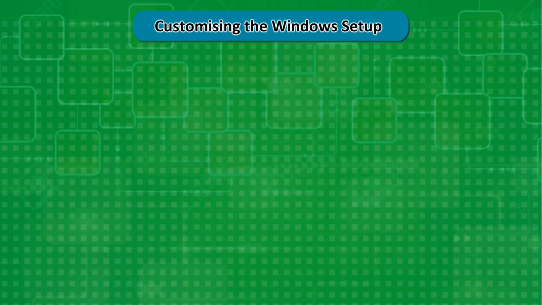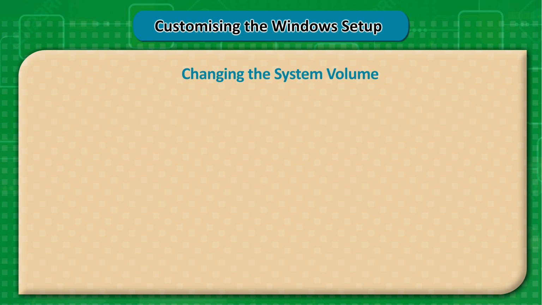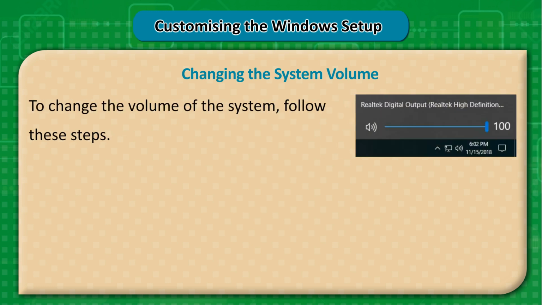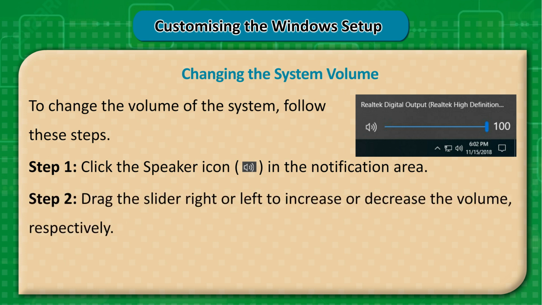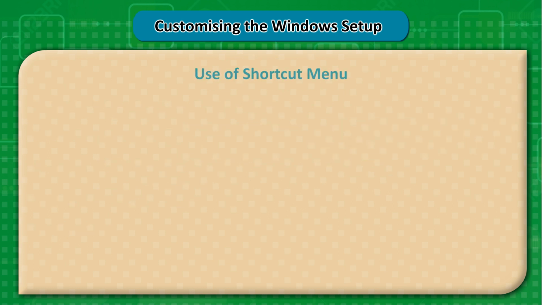Customizing the Windows setup. Changing the system volume. To change the volume of the system, follow these steps. Step 1. Click the speaker icon in the notification area. Step 2. Drag the slider right or left to increase or decrease the volume, respectively.